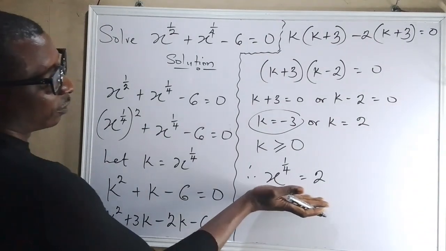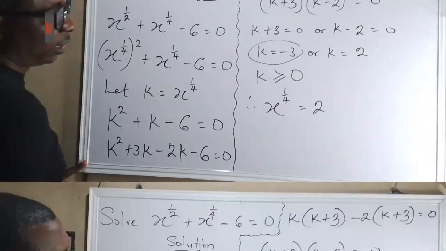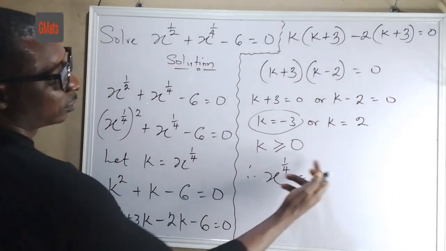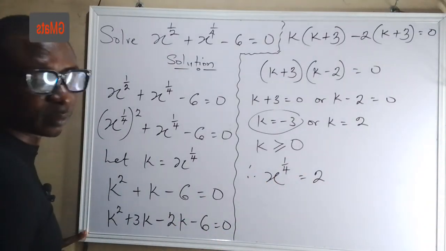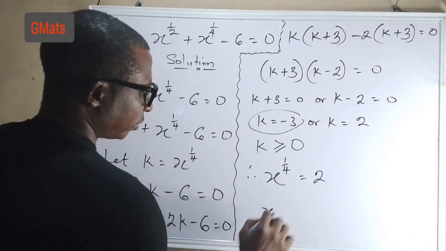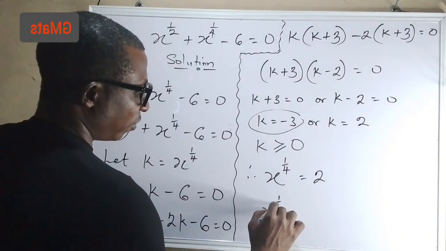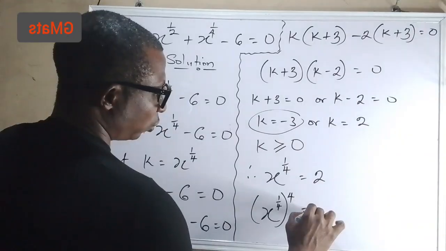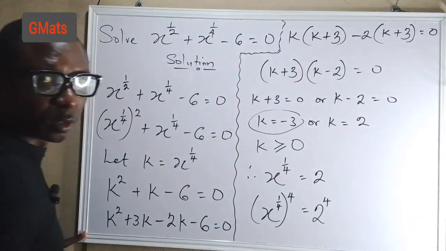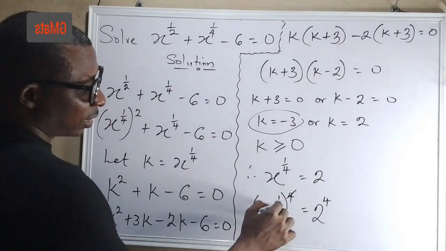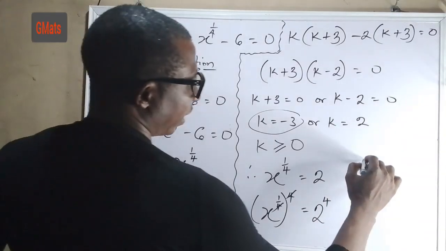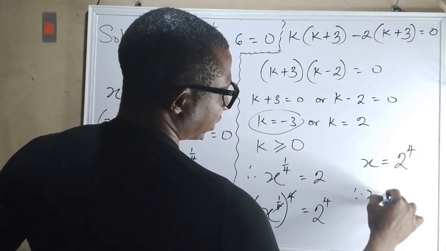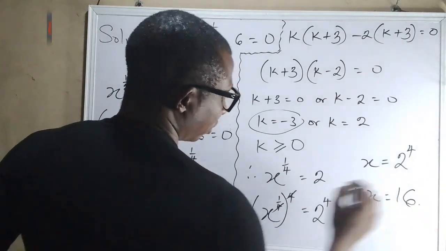Now what do you do from here? Now you take the fourth power of the two terms we have here. So we have x raised to the power of 1 over 4, raised to the power of 4, equals 2 raised to the power of 4. Hope you get that. So this cancels this. So you have x equals 2 raised to the power of 4. So therefore x equals what? 16. So that is the answer.